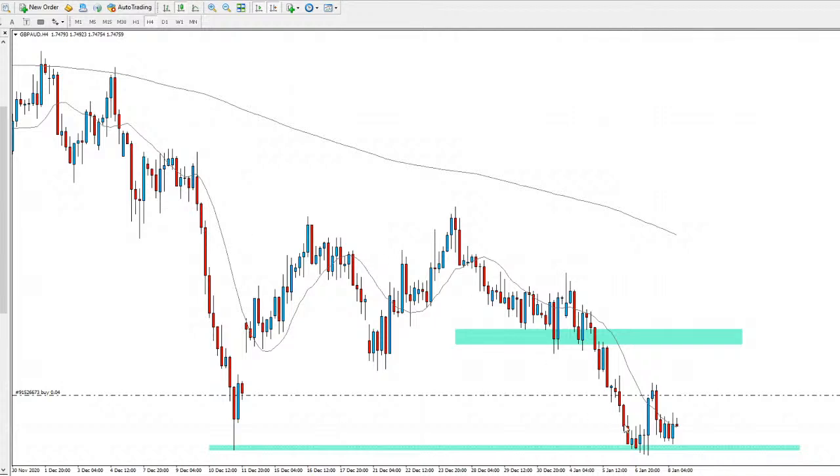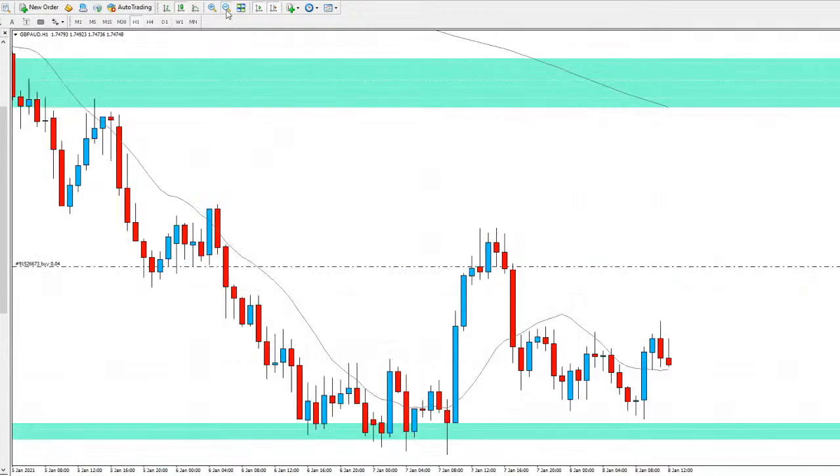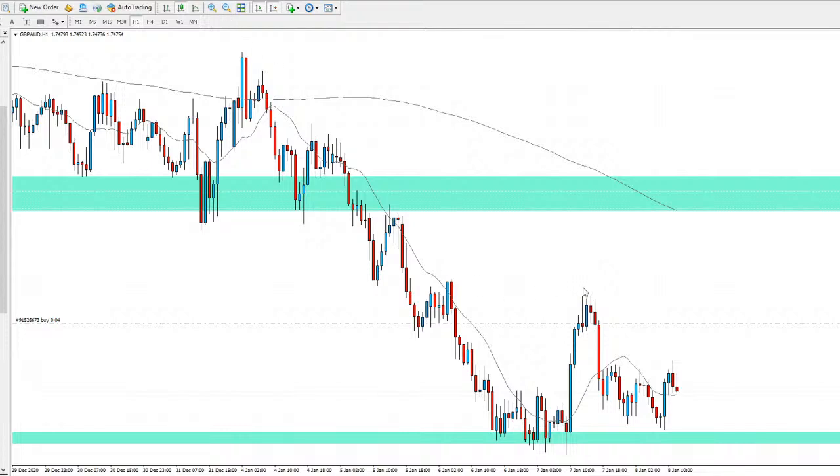So I'm going to see how the trade gets on. If we do get a break of that level for GBPAUD, I'll probably look to exit the trade. But so far, it's just consolidating at that level. So going to see how it plays out during the live stream.